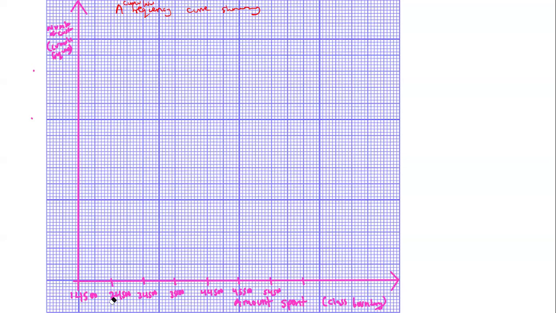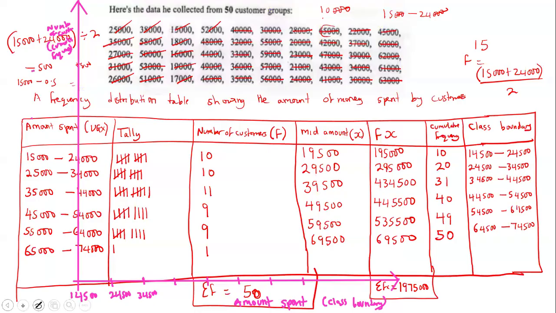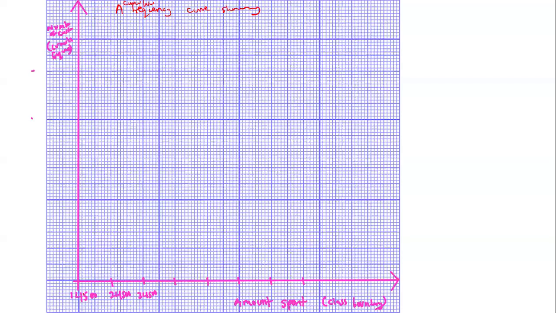14, 24, 34. Here I messed up a bit. From 34, you go to 44. From 44, so here I'm going to have my 44,500. Then I have 54,500, 64,500, and then 74,500. That is how your thing is supposed to be.